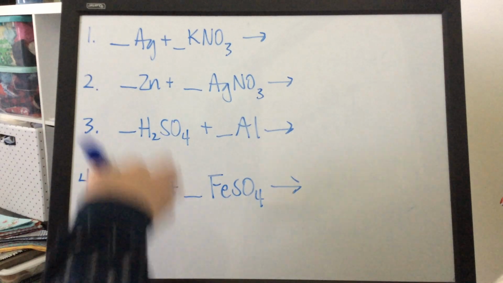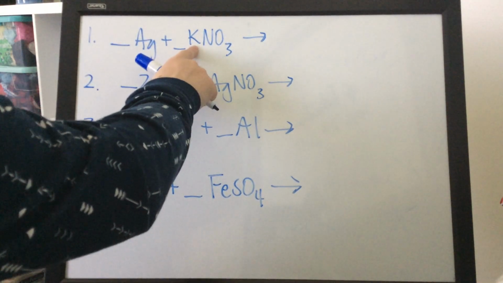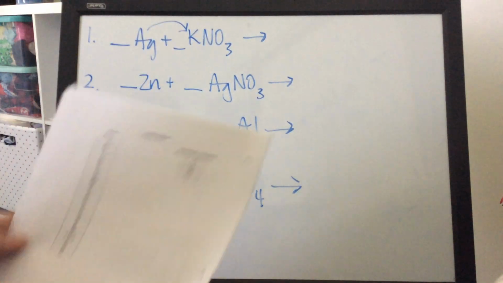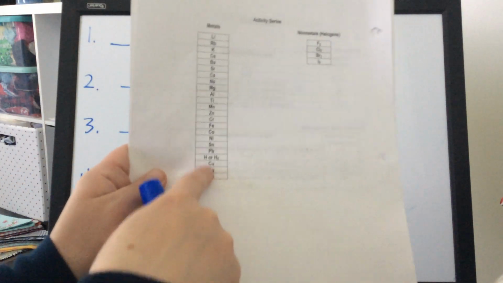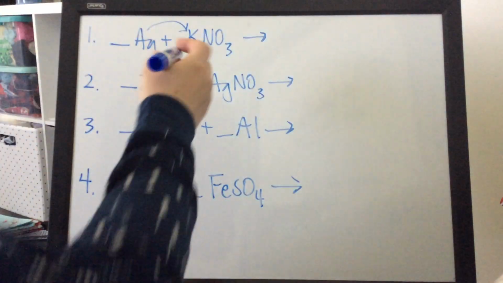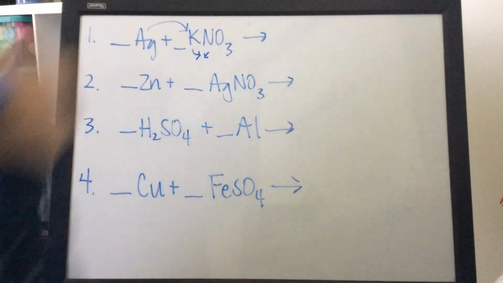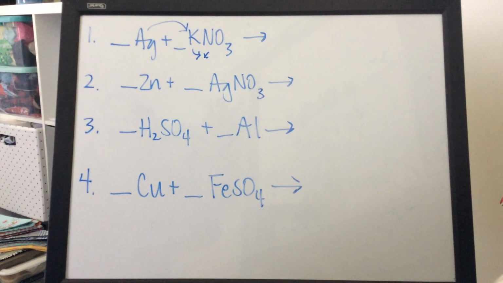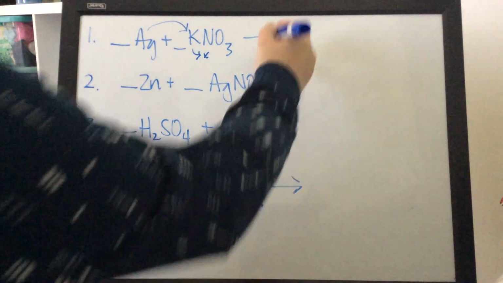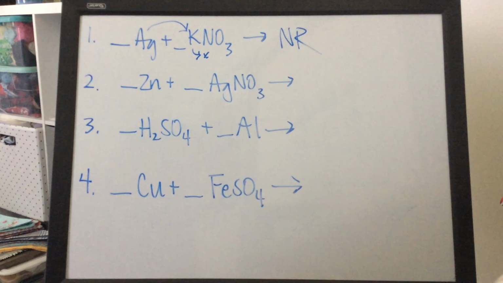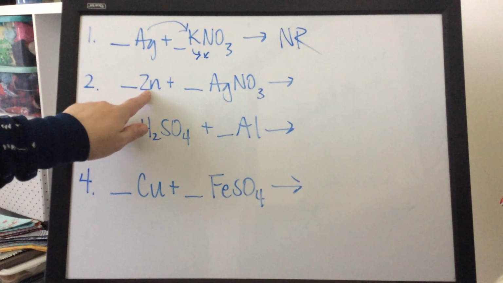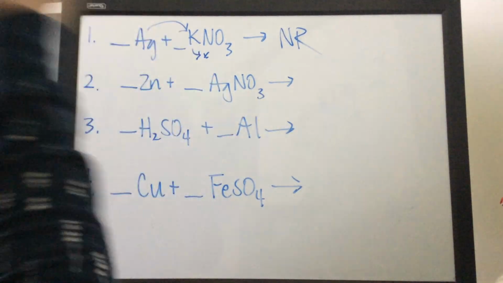So the first one, can silver kick out potassium? I know it's potassium because it's the metal. Silver and potassium are both metals. So can silver kick out potassium? Absolutely not. When it's absolute, and you don't have to do this, it's just my notation. Since it cannot kick out potassium, it's an NR, no reaction.